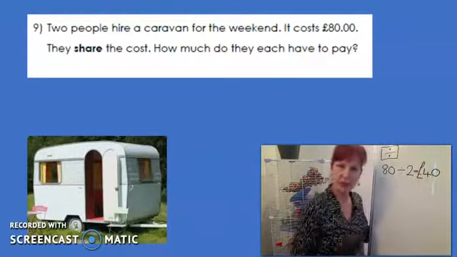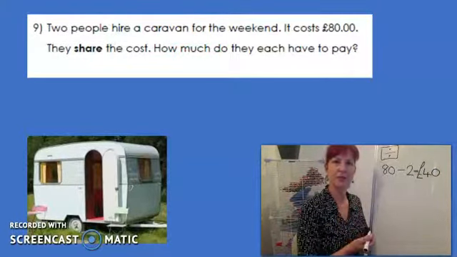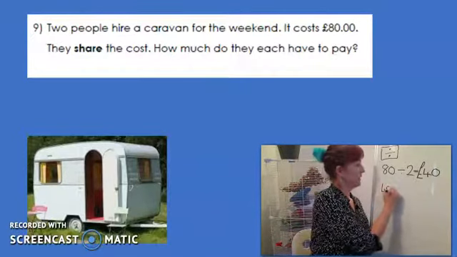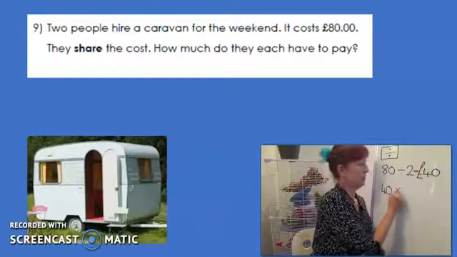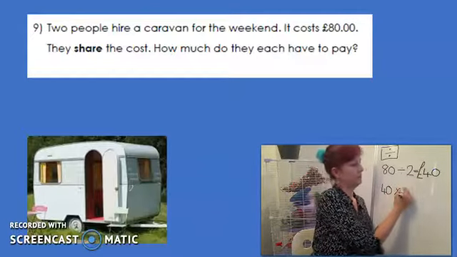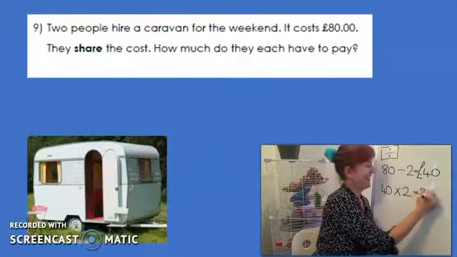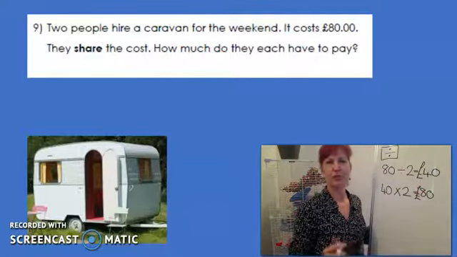What I'd like you to do is a check for that. So you've got to do it backwards. Have a go. So I've got 40. What's the opposite of divide? Multiply. Well done. 40 multiplied by 2 equals 80. Gets me back to 80. Great little way of checking things.